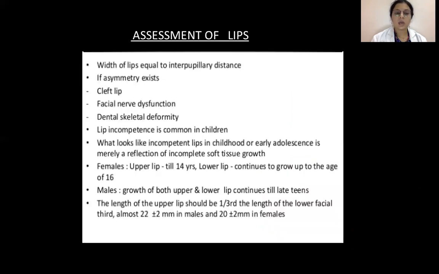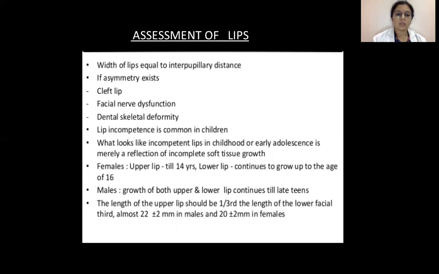Assessment of the lips: width of the lips equal to the interpupillary distance. If the asymmetry exists: cleft lip, facial nerve dysfunction, dental skeletal deformity. Lip incompetence is common in children. What looks like incompetent lips in childhood or early adolescence is merely a reflection of incomplete soft tissue growth.